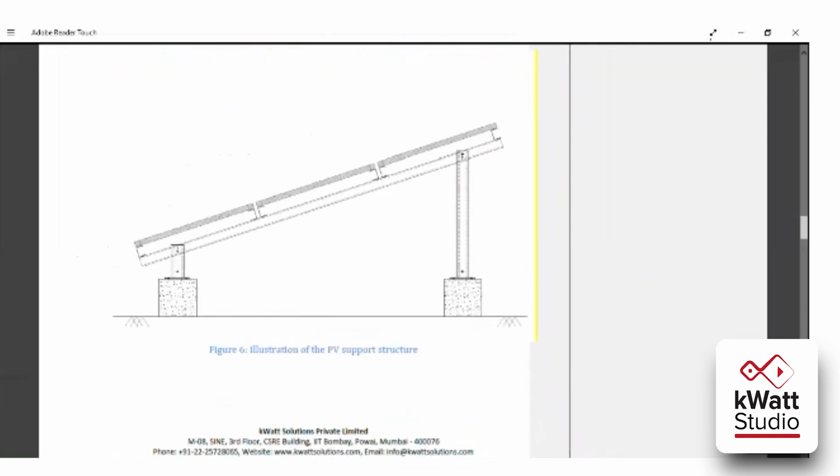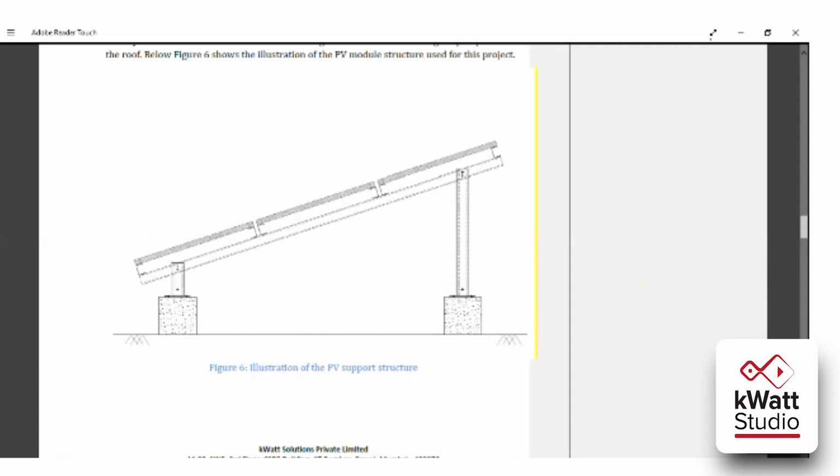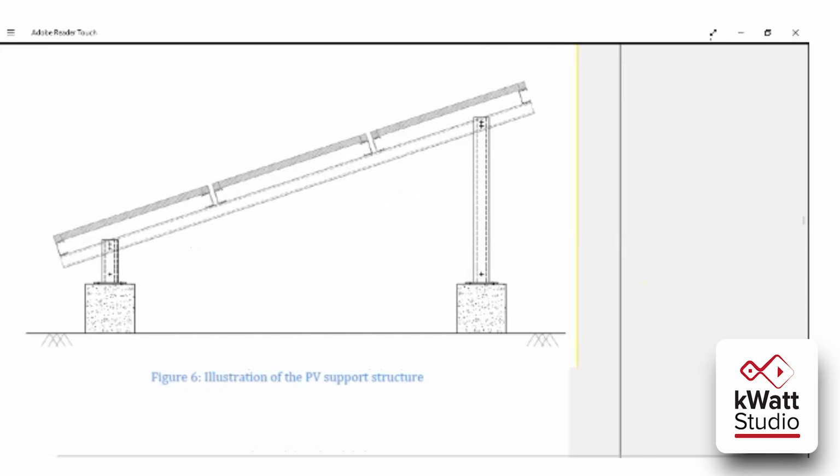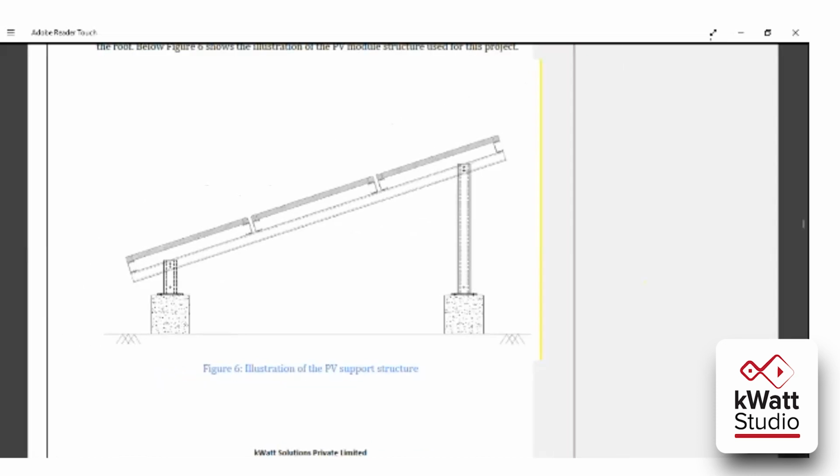Again, why do we do hot dip galvanizing? To protect our structure from rusting and corrosion. The thickness of your galvanizing should be 80 to 100 microns, based on your site location.